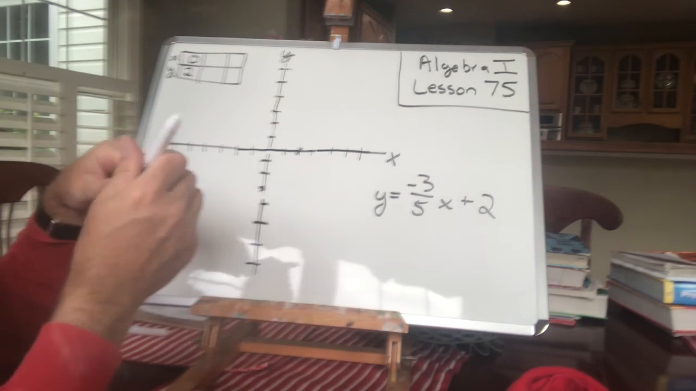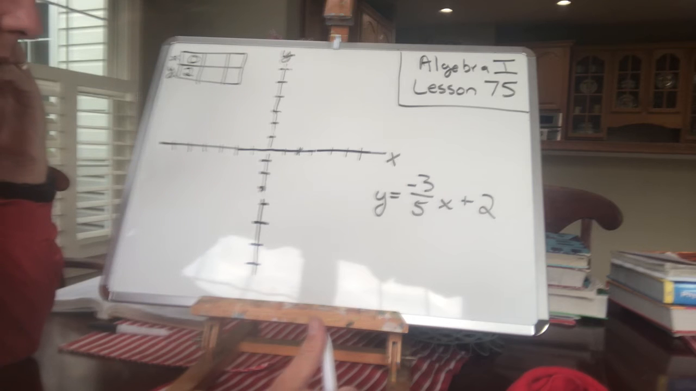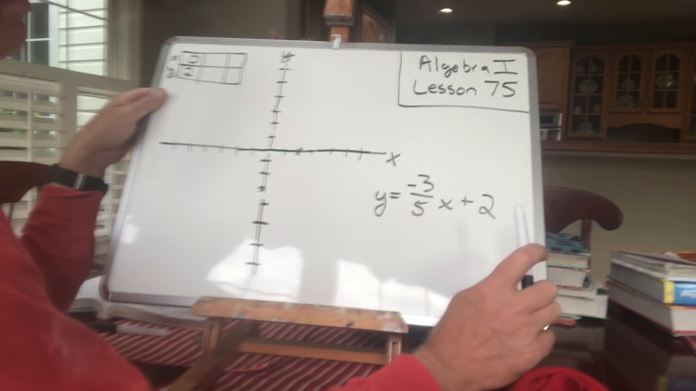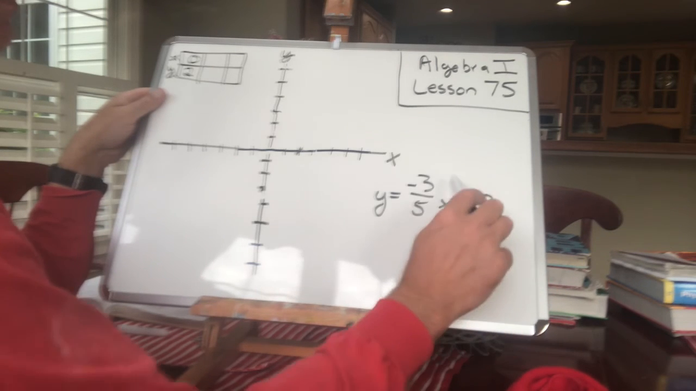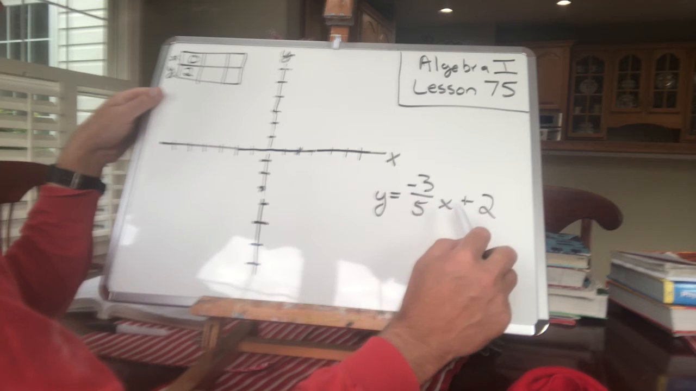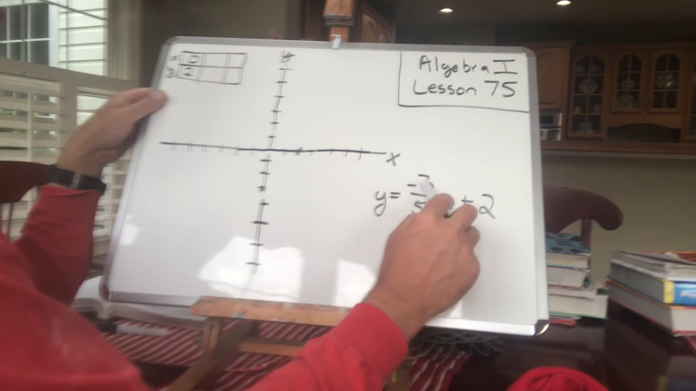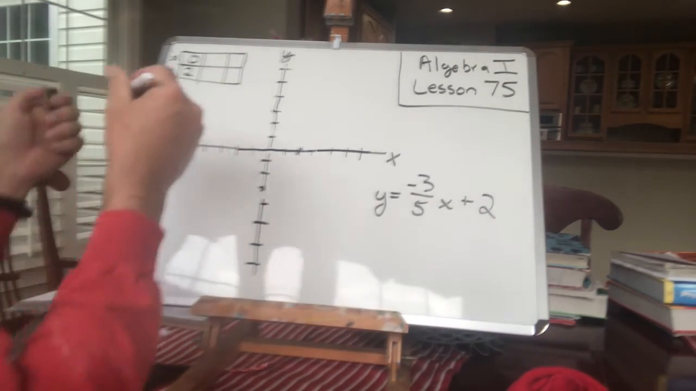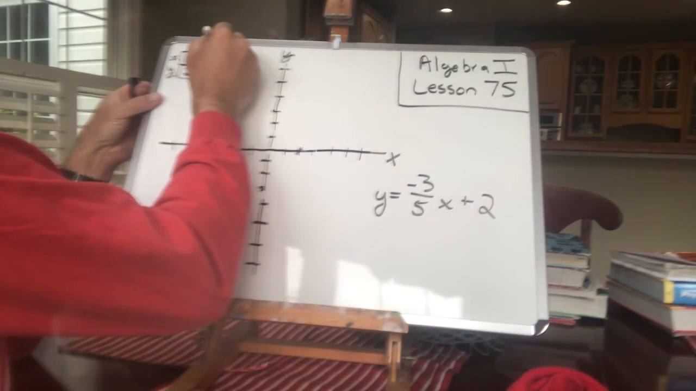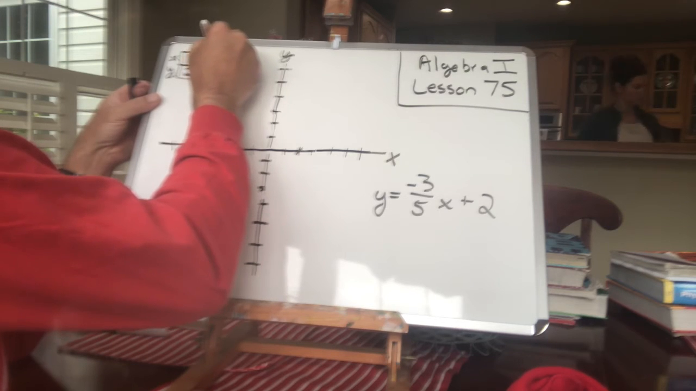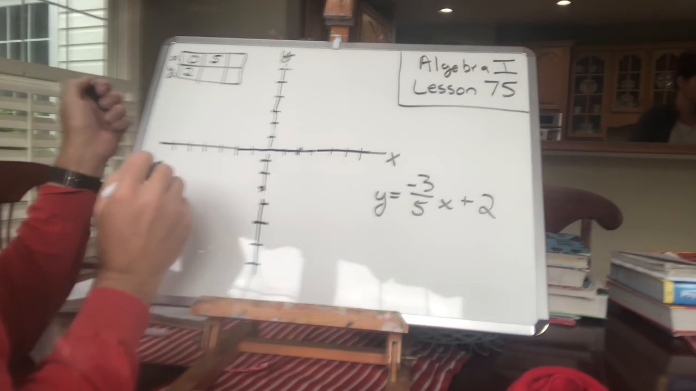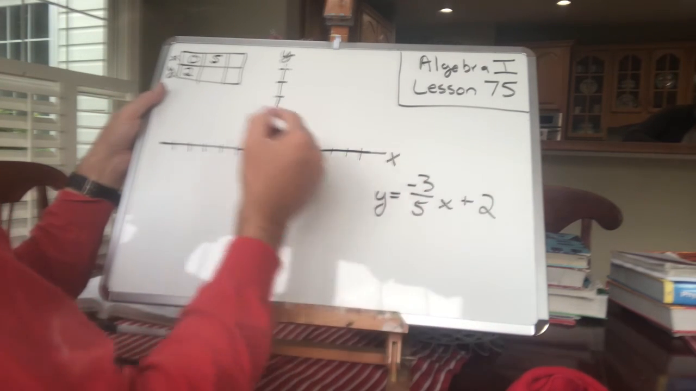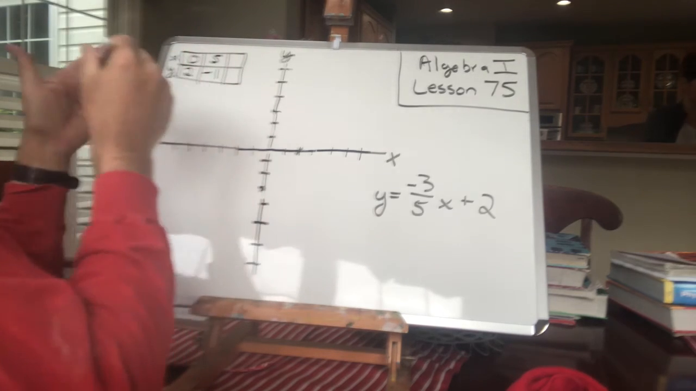If x equaled 5, what would y equal? If x equaled 5 right here, and I multiply 3/5 times 5, right, the 5s would cancel each other out, and I would end up with -3 plus 2. So we have x equals 5, and y would equal, I'm sorry, it would be -1. -3 plus 2 would be -1, right?